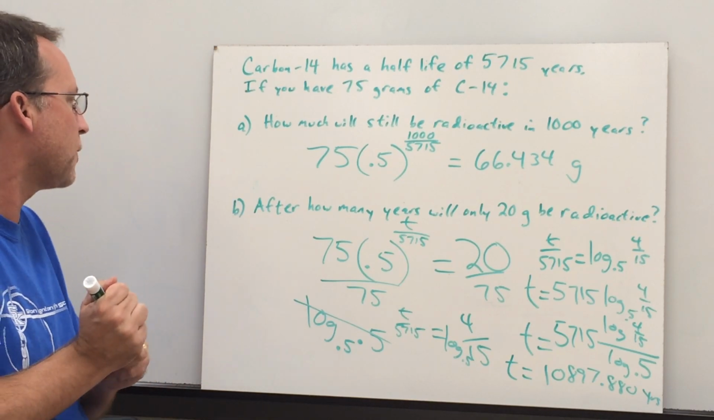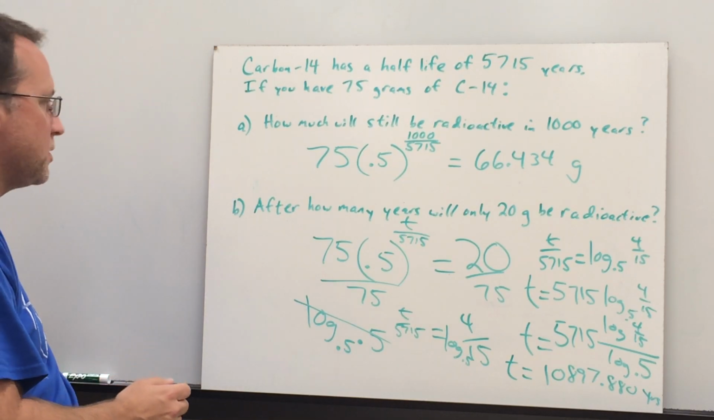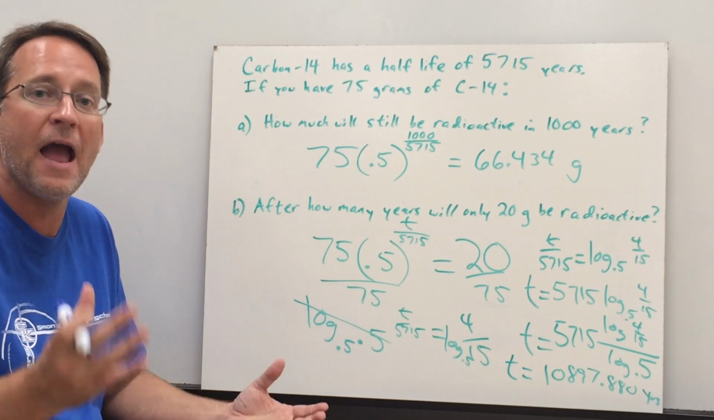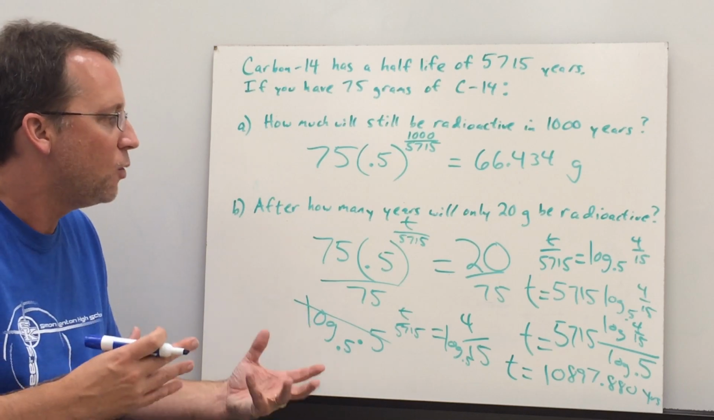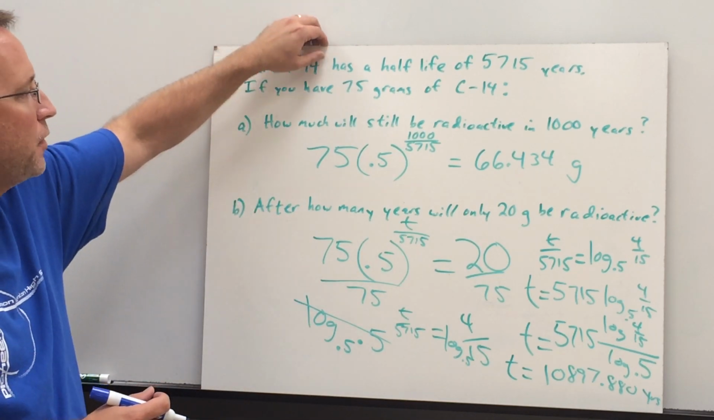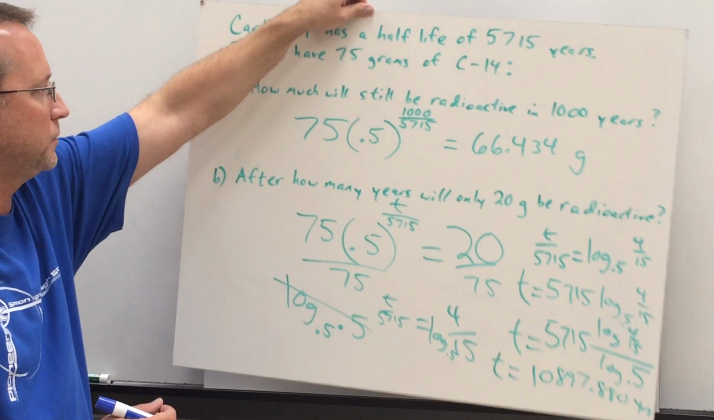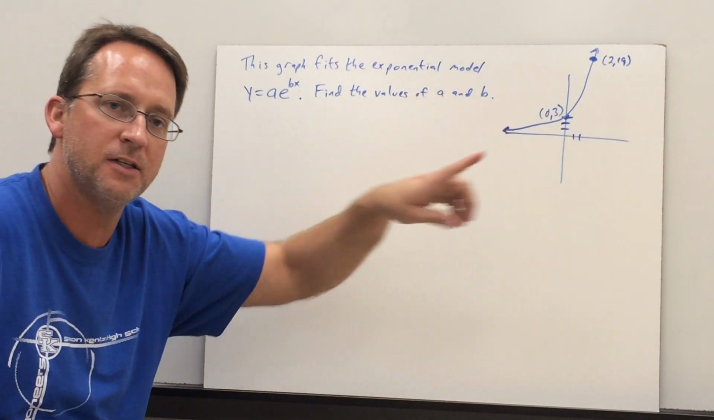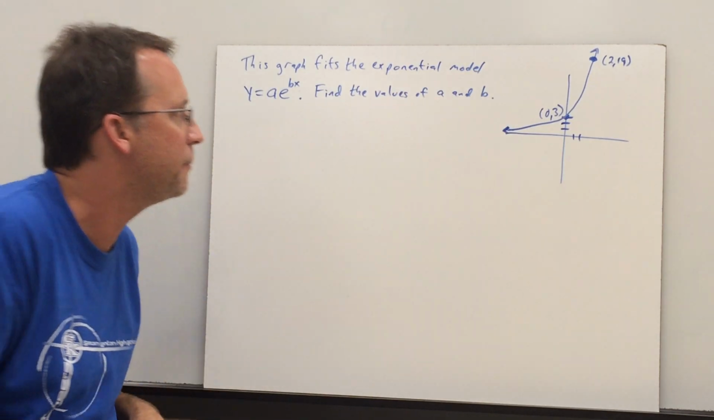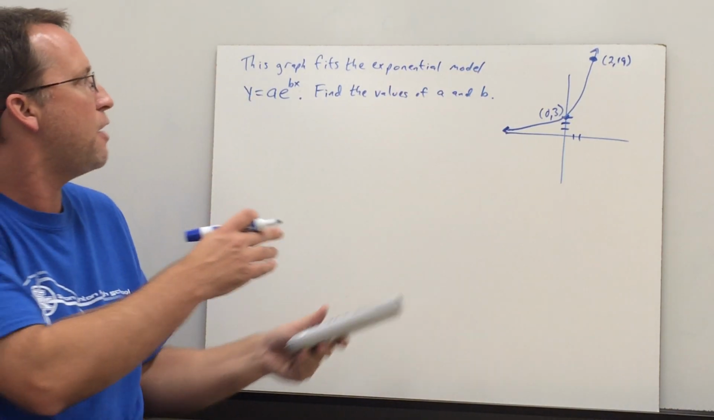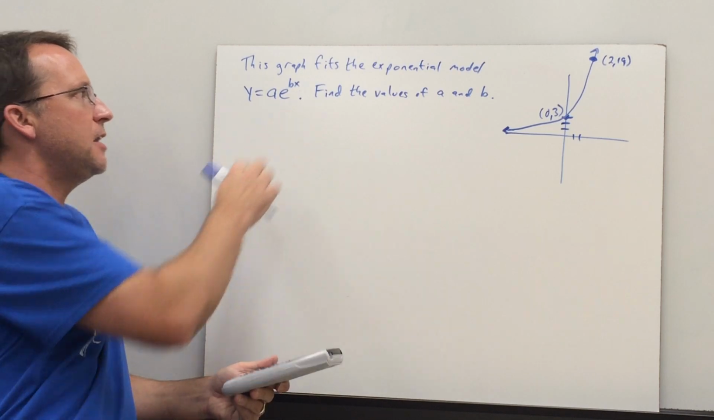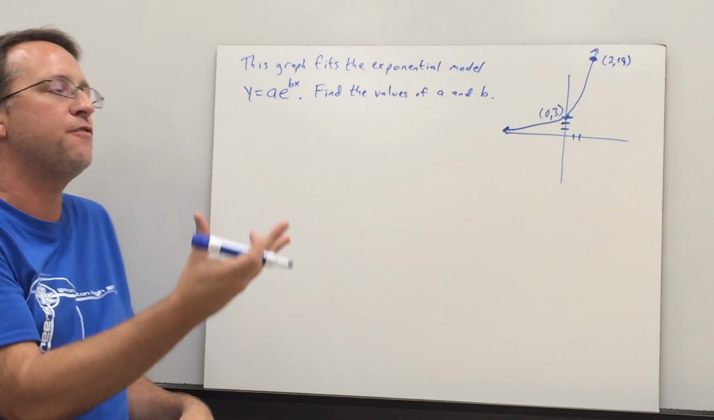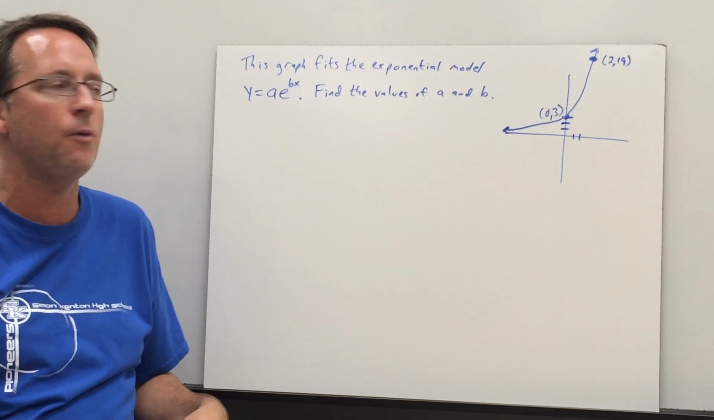So there's a couple of word problems that involve exponentials and logs. The final thing I want to do here is talk about a graphic model of this. What if we have a graph of an exponential function? Here I have something I can definitely tell is an exponential growth just based on the shape of it. And it says this graph fits the exponential model given here. Y equals a times e to the bx power. I've got to find the values of a and b that make that work.